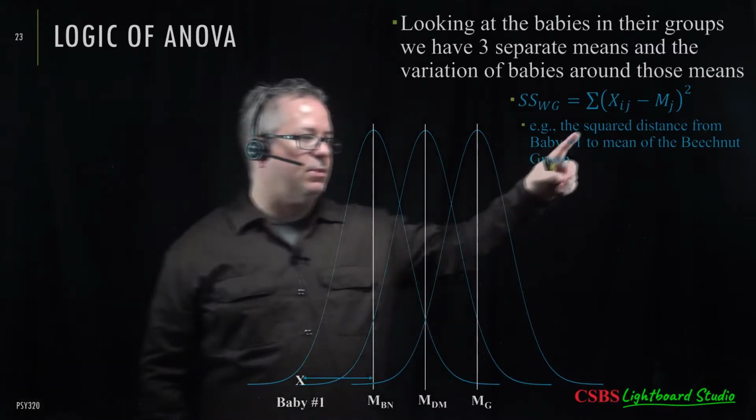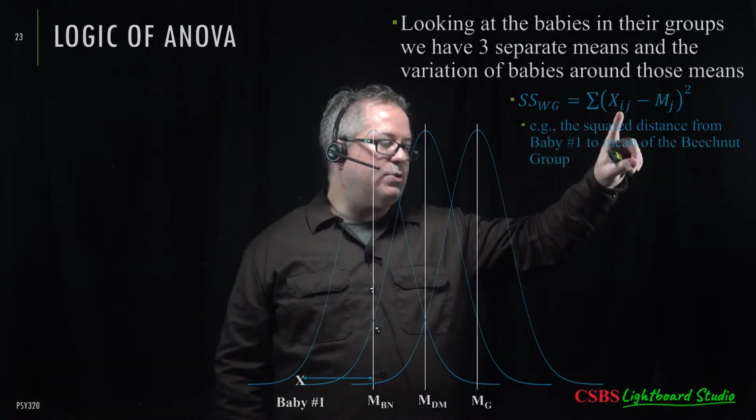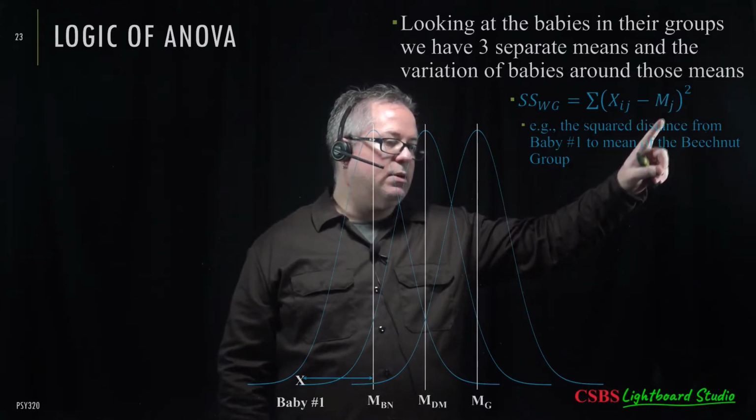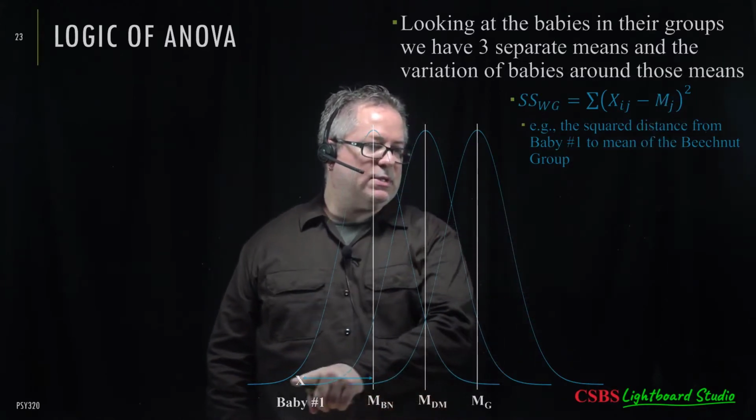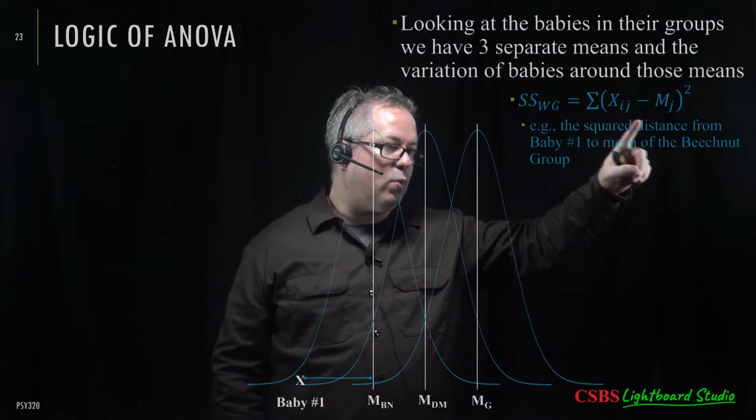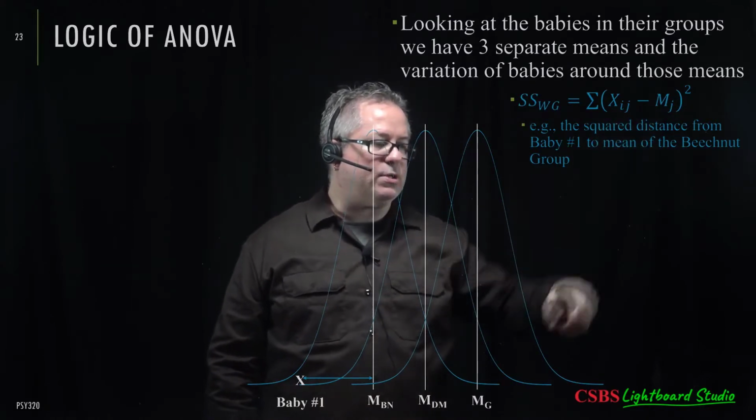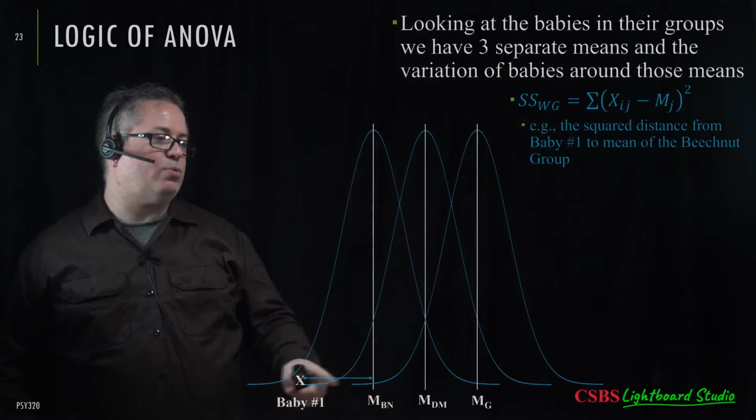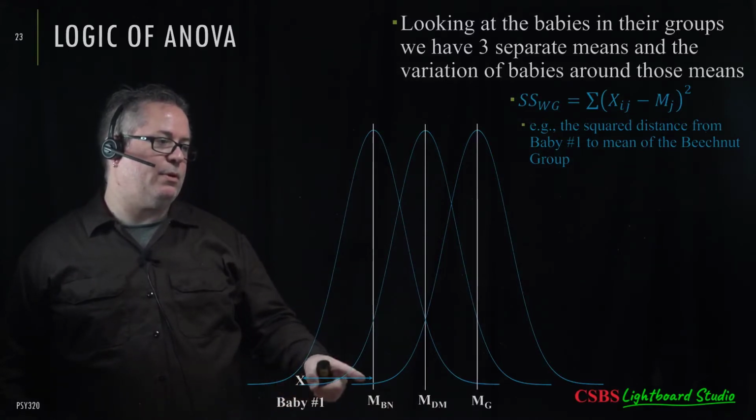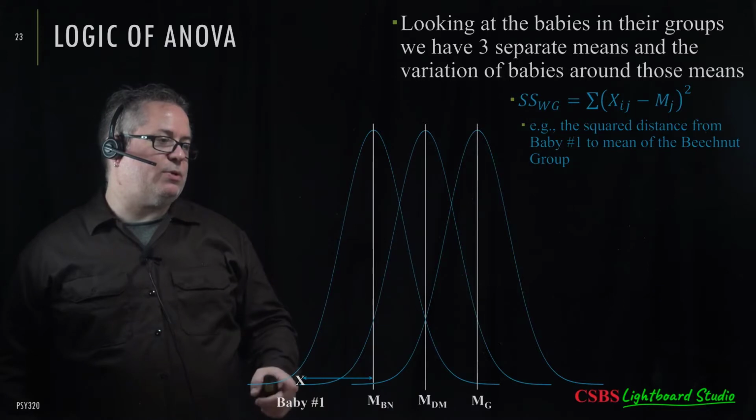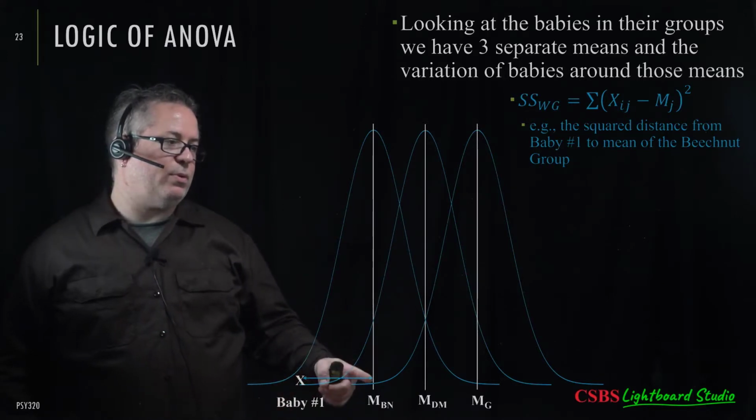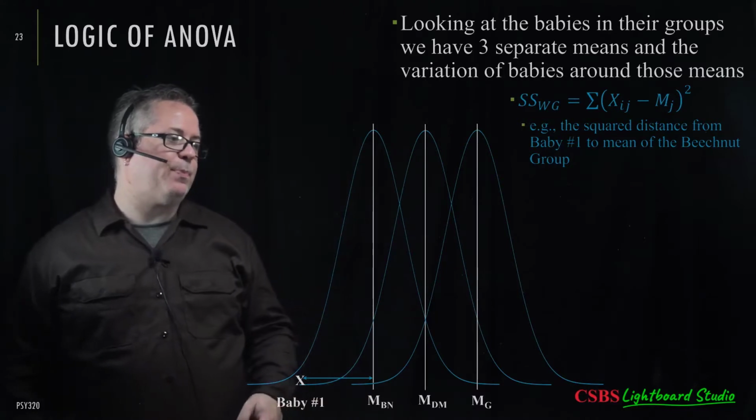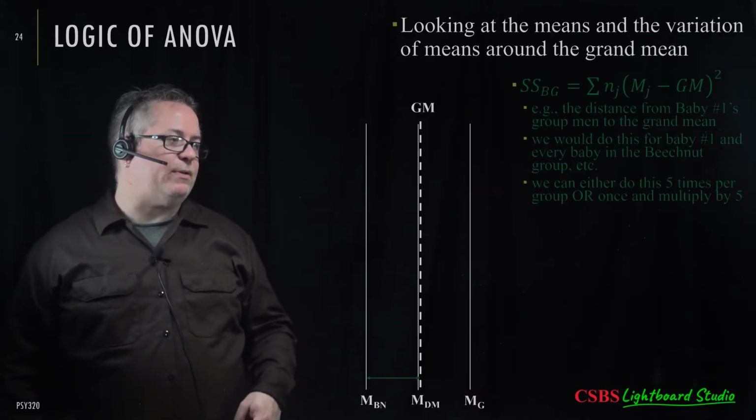So this is the sum of each individual score from the group mean, squared. This is the distance that baby number 1 contributes to this equation. It's how far away that baby is from their own group mean. So this baby is this far away from their group, and they've also got an even farther distance to the grand mean, but there's one more piece in there.